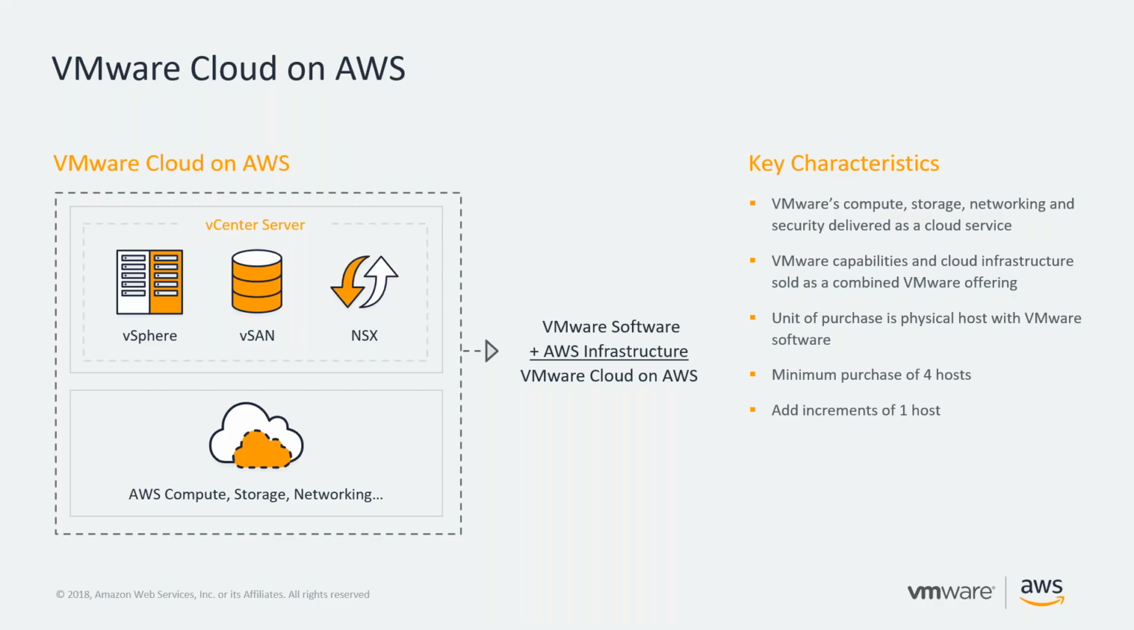With VMware Cloud on AWS, you can see where you have AWS's compute, storage, networking. Then on top of that resides ESXi on the bare metal hosts. Then you have your vSphere, vSAN, and NSX.